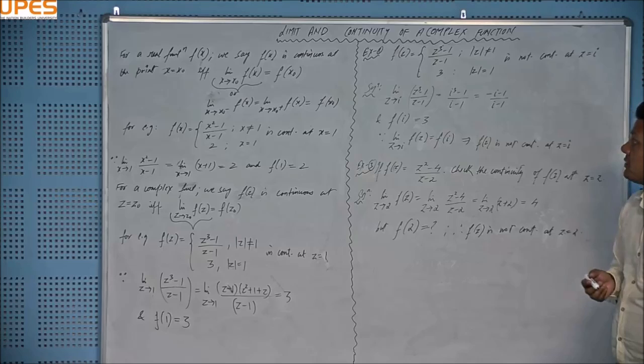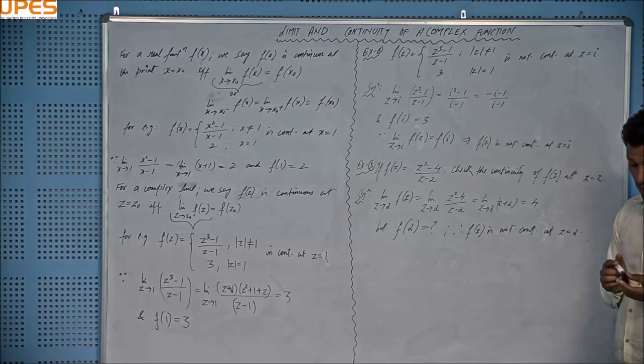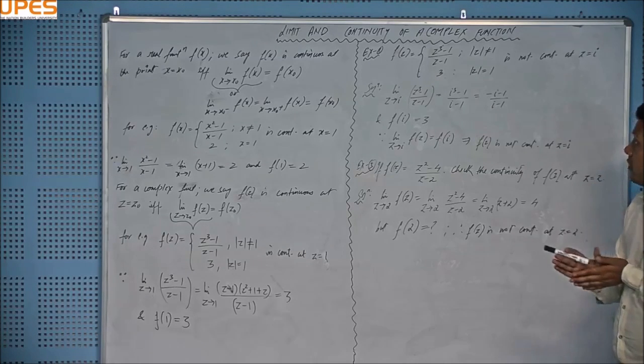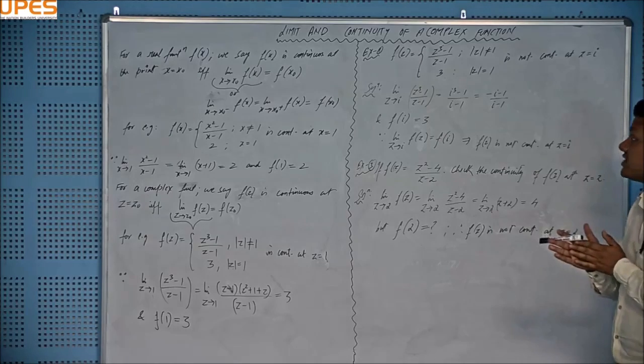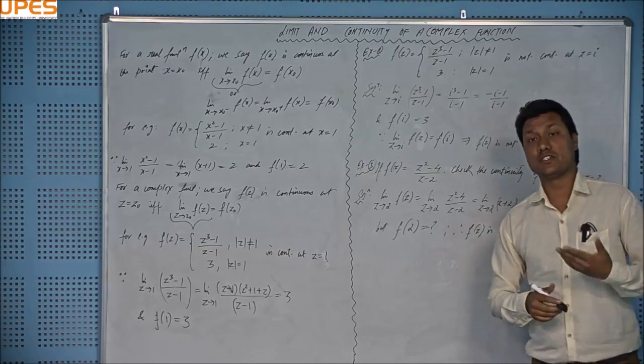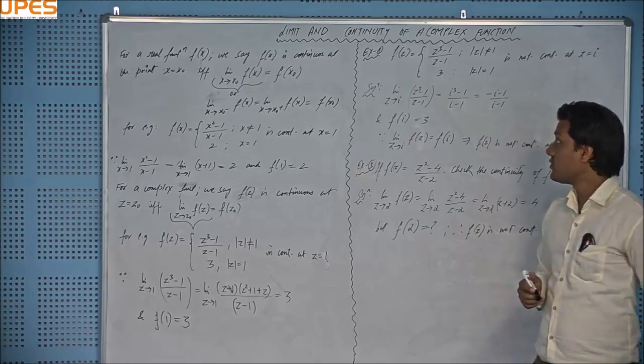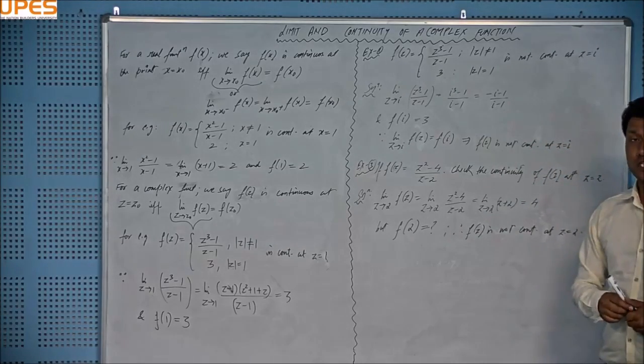So this is it for the limits and continuity of a complex valued function. And obviously these are the steps to understand the differentiability of a complex valued function, then differentiability and analyticity of a complex valued function, and that will be part of our next video.